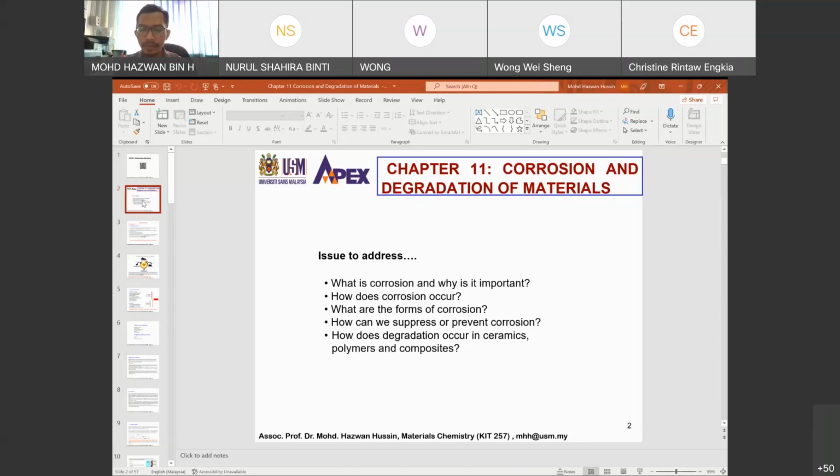How can we suppress or prevent corrosion? There are 5 major techniques that we can look into, and these 5 major techniques for corrosion prevention are the most common techniques, and hopefully you are going to remember this. And finally, how does degradation occur in ceramics, polymers, and composites? This is actually the last tiny part of this chapter. But for this chapter, we are going to look more at the corrosion process, types of corrosion, methods for corrosion protection, and so on.